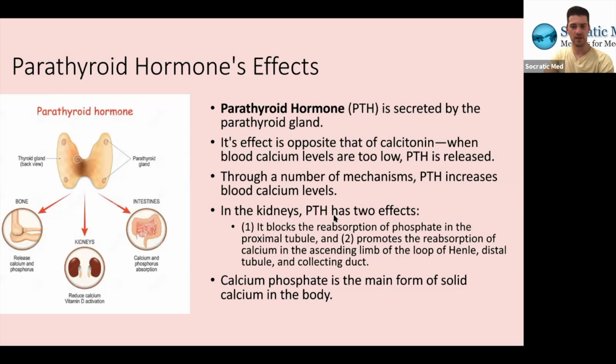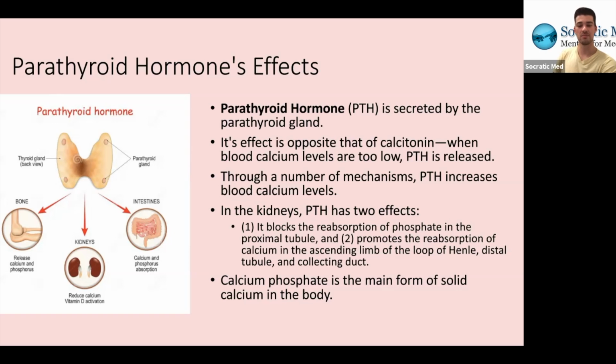So just to go back to the bullet points, in the kidneys, PTH has two effects. It blocks the reabsorption of phosphate in the proximal tubule, and it promotes the reabsorption of calcium in the ascending limb of the loop of Henle, the distal tubule, and the collecting duct. So it's important to understand also why blocking the reabsorption of phosphate in the proximal tubule helps increase blood calcium levels. Calcium phosphate is the main form of solid calcium in the body.